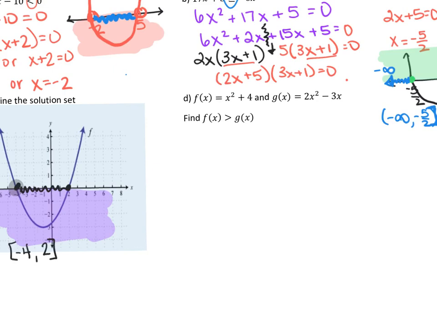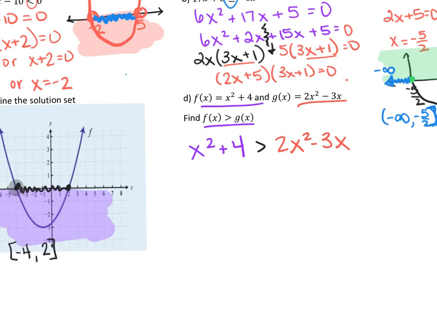Well, one way to do it is to do the algebra, and we do it like this. We're going to set up what this says right here. And this says that f of x, which is x squared plus 4, has to be greater than g of x, which is 2x squared minus 3x. Again, your first step is always to set it equal to 0.